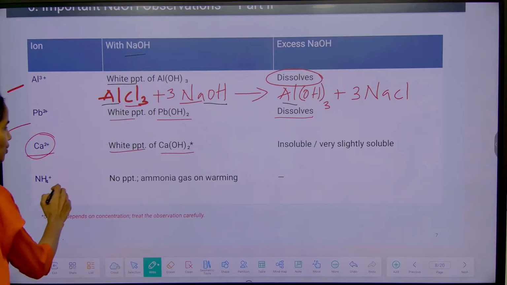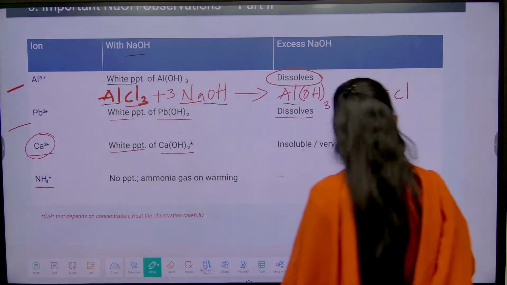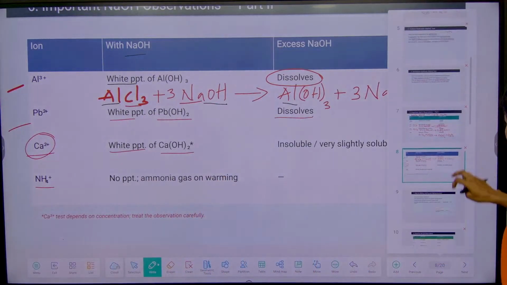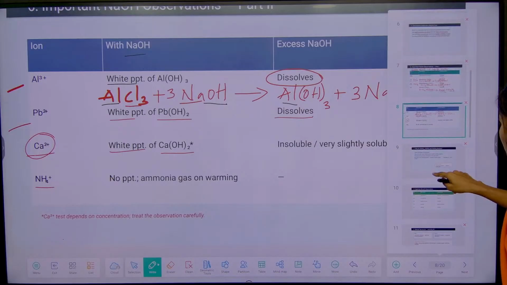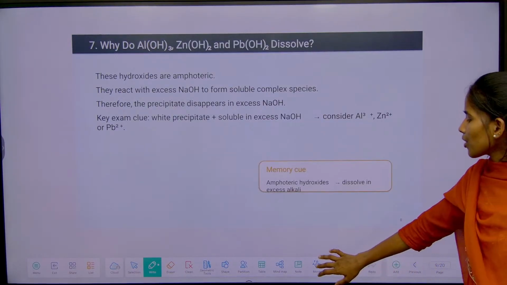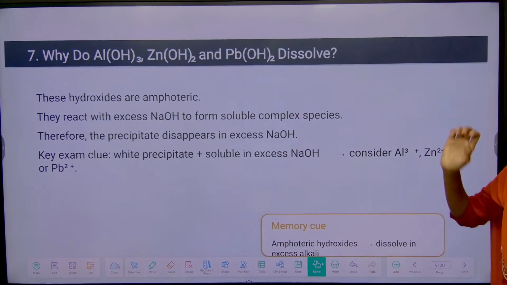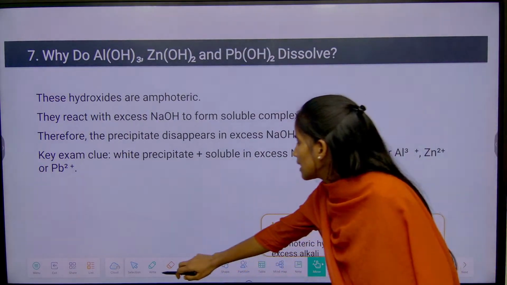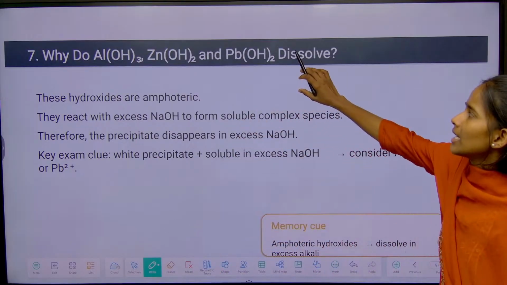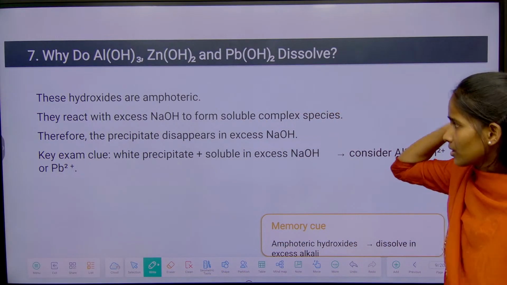Now, next one, NH4 plus. I will explain this in detail. Now, if you observe, we have seen aluminium hydroxide, zinc hydroxide and lead hydroxide. What did we get? These all are soluble in an excess amount of sodium hydroxide.